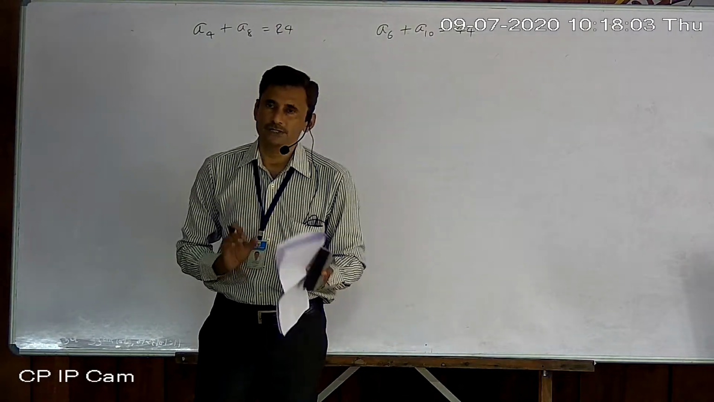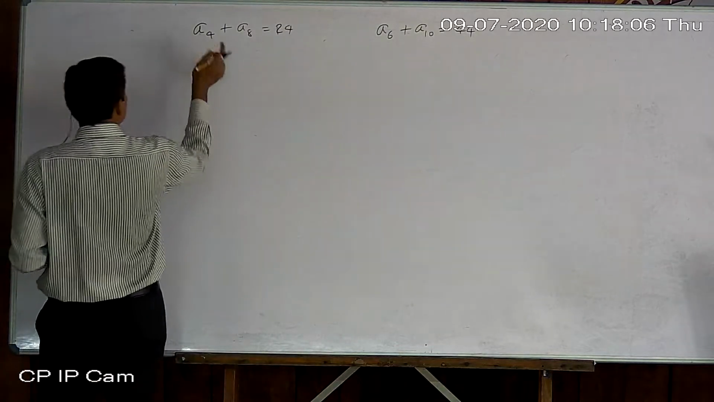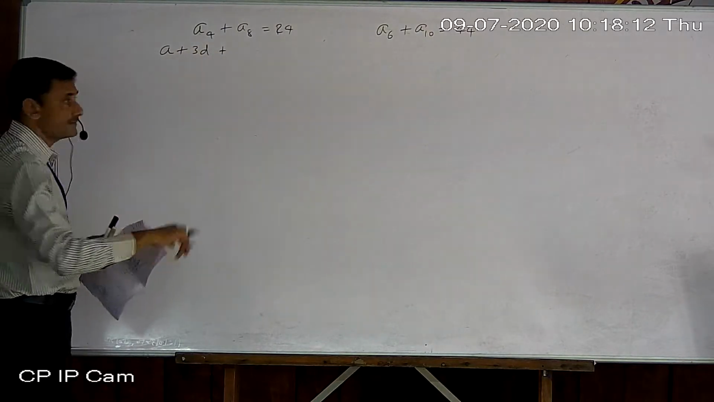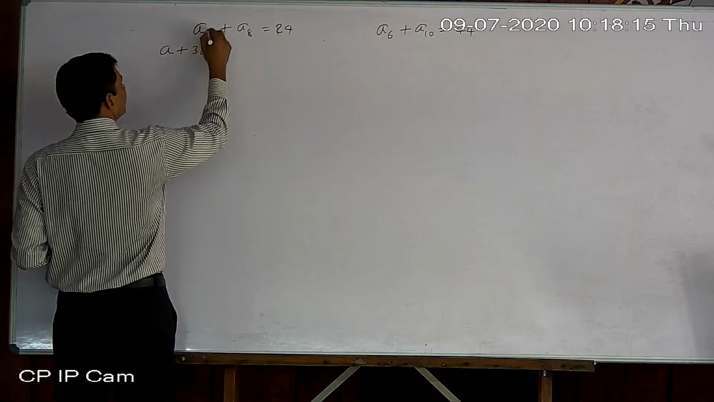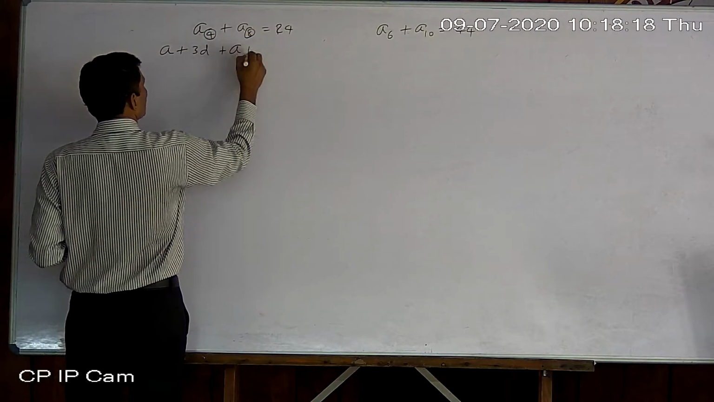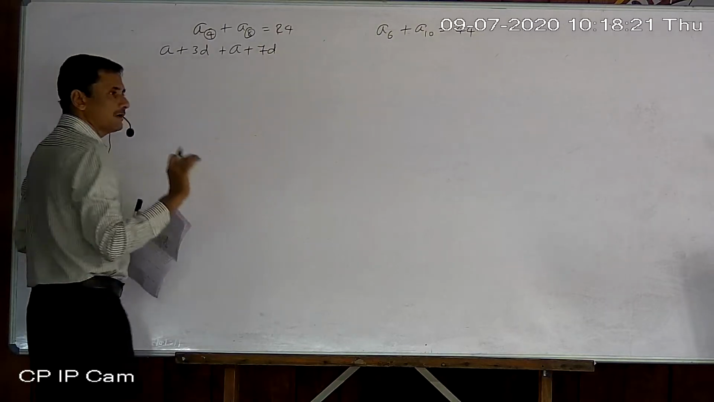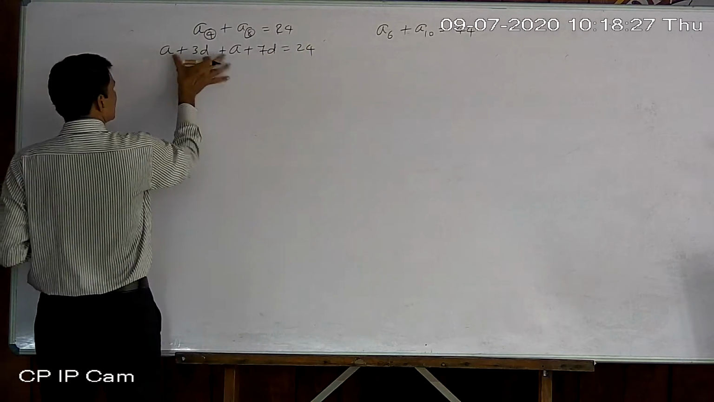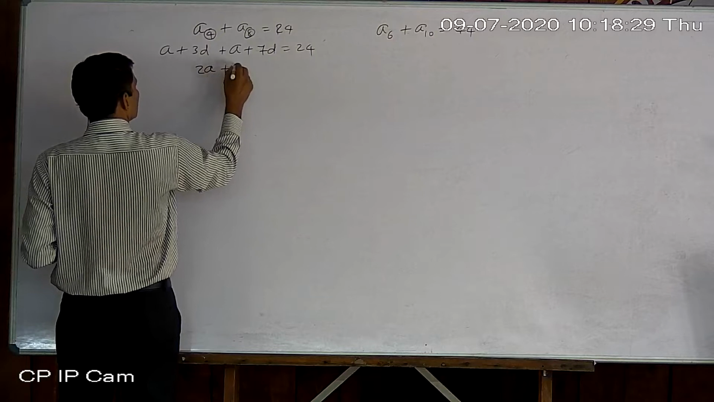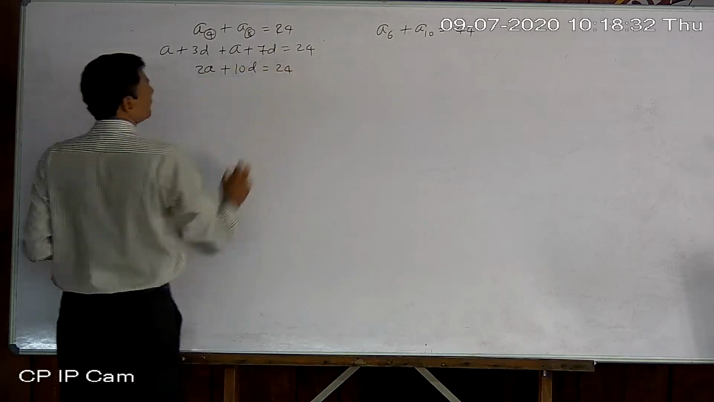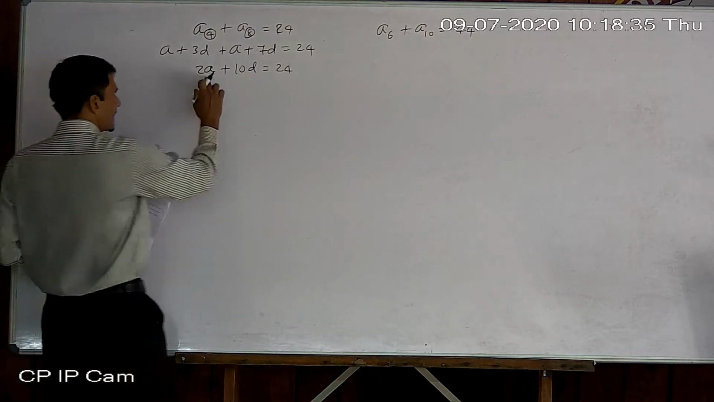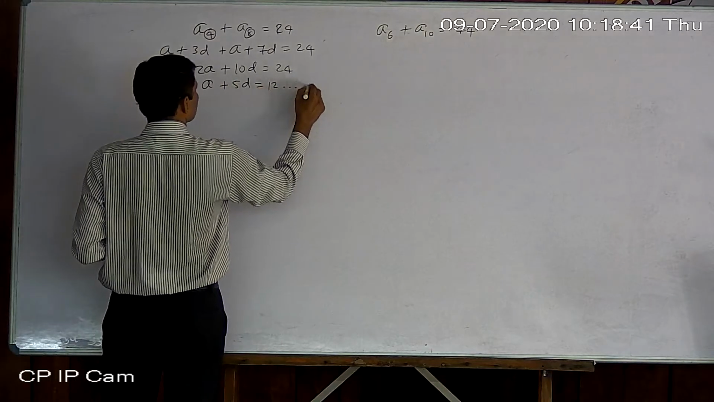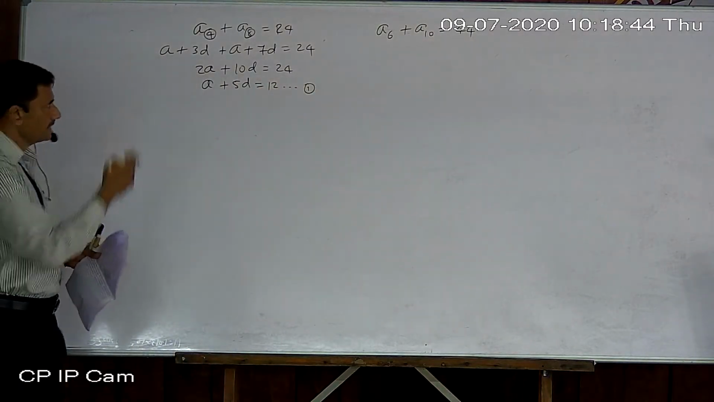Now we used to write equations like this in previous practice, yesterday's practice only. So now you just write in place of A4, A plus 3D. Why A plus 3D? You know, A plus n minus 1 D is nothing but a n. Here also n, so A plus n minus 1 D, they are having n only, not A, not D. Now equal to 24. So it will become 2A plus 10D equal to 24. Now it is divisible by 2, so I can write A plus 5D equal to 12. Equation number 1.